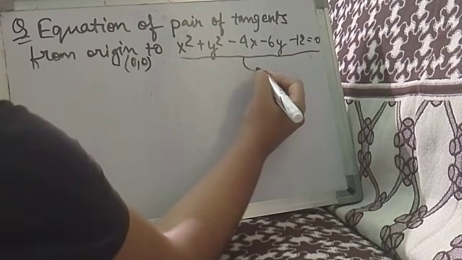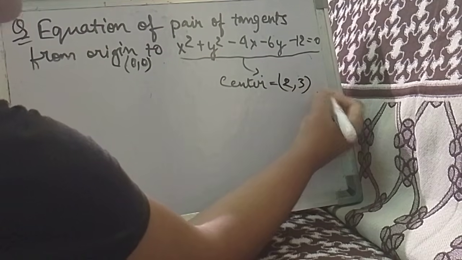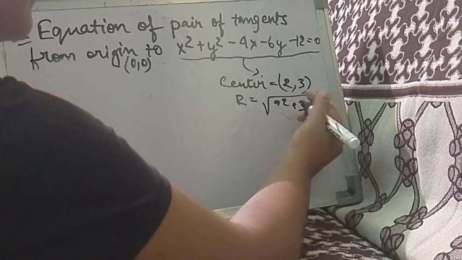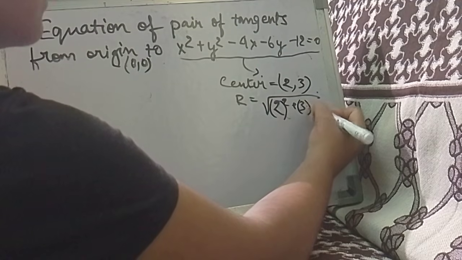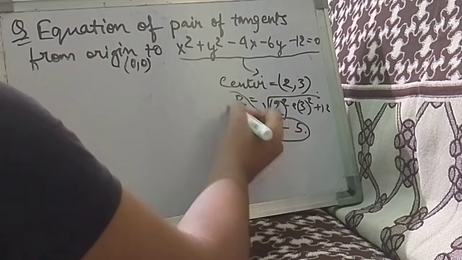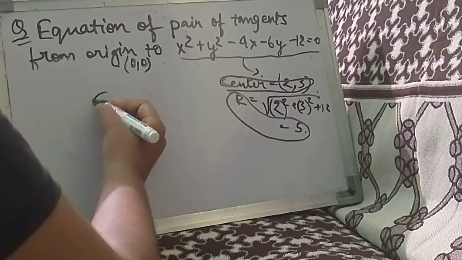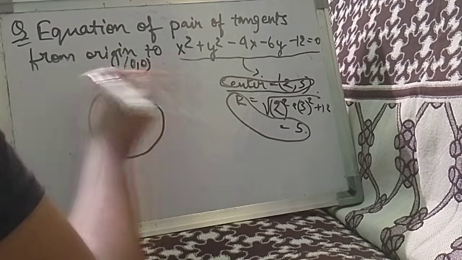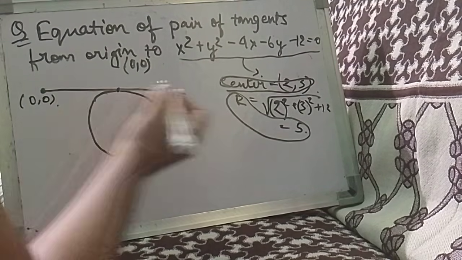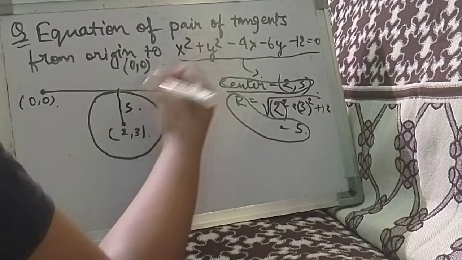So let's find the circle's center. Center is (2, 3) and radius is under root of 2 square plus 3 square plus 12, which becomes 5. So radius is 5 and center is (2, 3). So now this is the circle, and the tangent passes from (0, 0). Its center is at (2, 3) and the radius is 5.